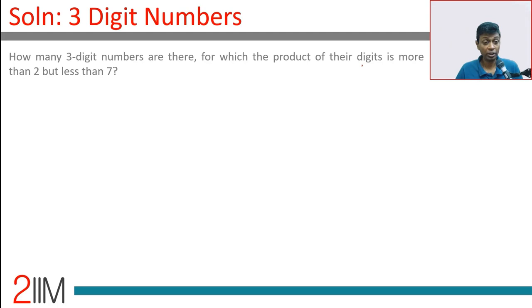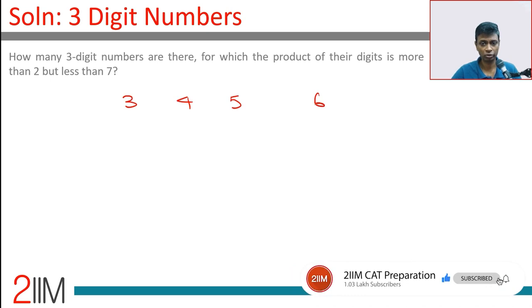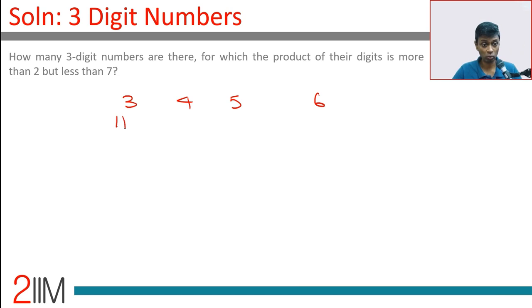How many three-digit numbers are there for which the product of their digits is more than 2 but less than 7? More than 2 could be 3, 4, 5, 6. Product is 3. 1 into 3 is 3. So it has to be 1, 1, 3. So 1, 1, 3 could be 1, 3, 1, 3, 1, 1. 3 can be written as only 1 into 3. Straight away we can do this.